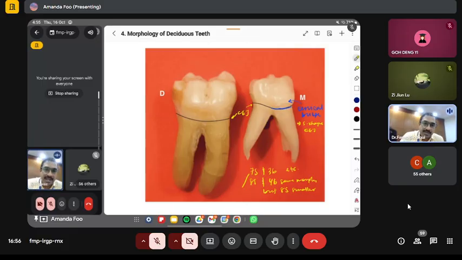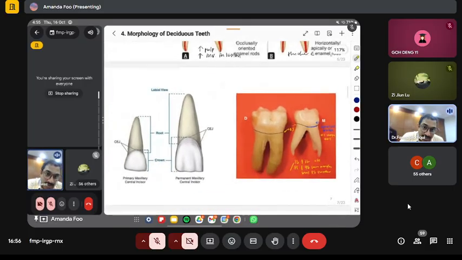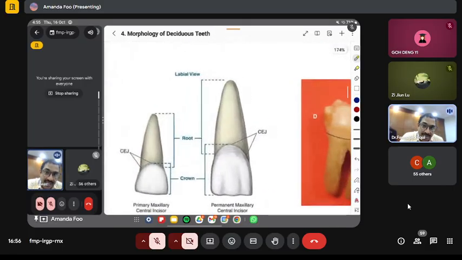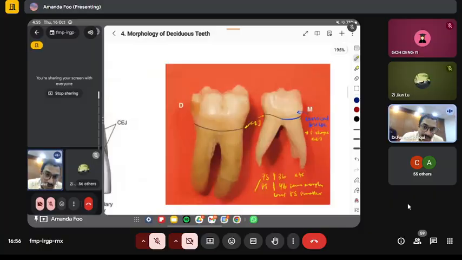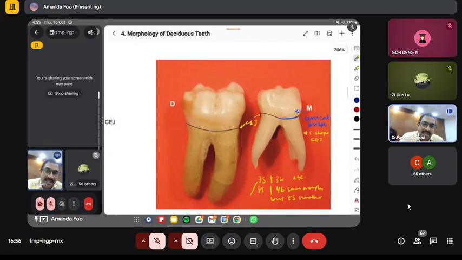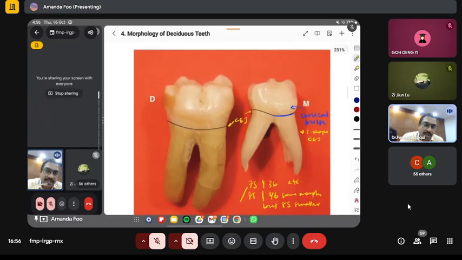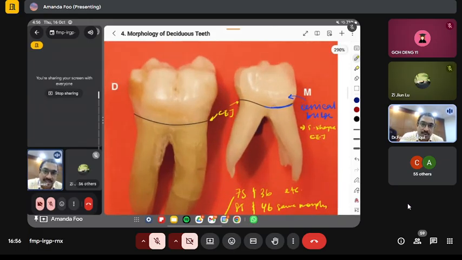Okay, so now the root length is also very different. If you see in the D and M, the root length is long in the permanent as compared to the primary. Then you see in the permanent, the roots are more or less cylindrical and long, while the roots in the M are more flared out, like the yellow arrow shows.